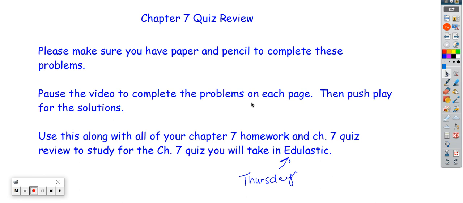Today for homework, we're going to be doing some practice problems to help you study for your Chapter 7 quiz. Normally, we would be working these problems out in class using whiteboards, but because we're not together, you'll need to have a piece of paper and pencil to complete these problems. Each time a set of problems is shown, I want you to pause the video and work the problems out on your paper. When you are done solving the problems that are shown, then push play and I will solve each problem so you know if you did them correctly.